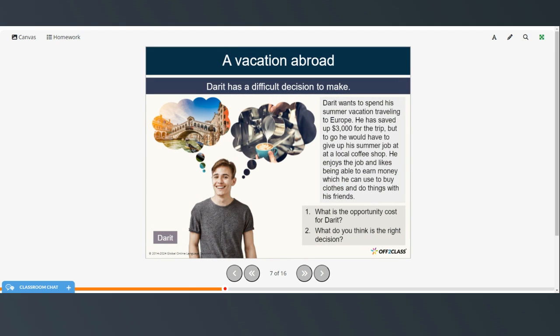Okay, Darrett has a difficult decision to make. Darrett wants to spend his summer vacation traveling in Europe. He's saved up $3,000 for the trip, but to go, he would have to give up his summer job at a local coffee shop. He enjoys the job and likes being able to earn money, which he can use to buy clothes and do things with his friends. So, what is the opportunity cost for Darrett? Well, the opportunity cost of going to Europe would be giving up his summer job. And what do you think is the right decision? Well, it's really just your opinion.